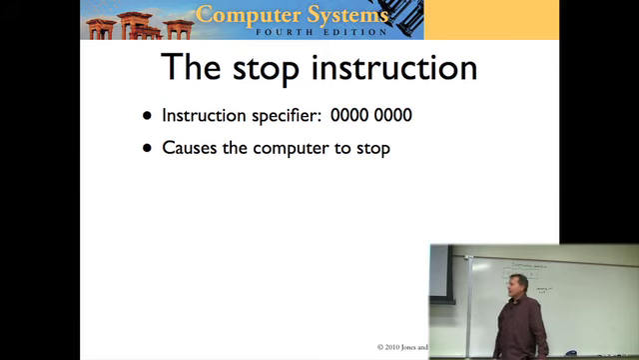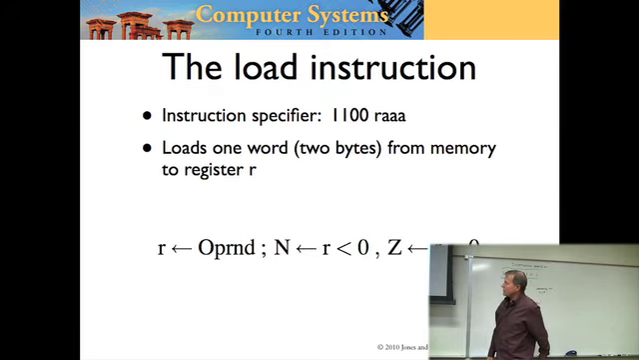Now, the next instruction is called the load instruction. The load instruction has instruction specifier 1100, and then it has one register specifier R, and then an AAA. What this does is it loads one word. How many bytes is a word? 2 bytes, yeah, okay. That's an actual vocab term, a word.